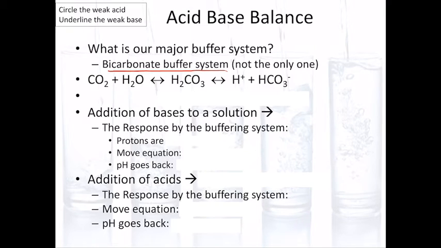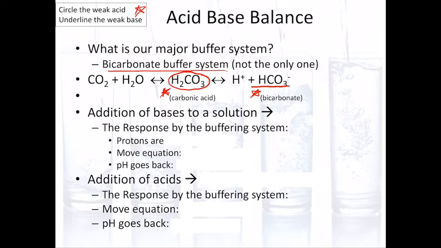So, I think it says there, circle the weak acid, underline the weak base. What do you guys think? Remember, the acid's always in the middle, so we'll circle that weak acid, underline the weak base. Call this one carbonic acid. That's our weak acid, and bicarbonate is our weak base.